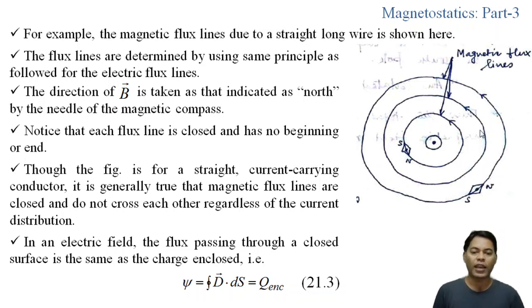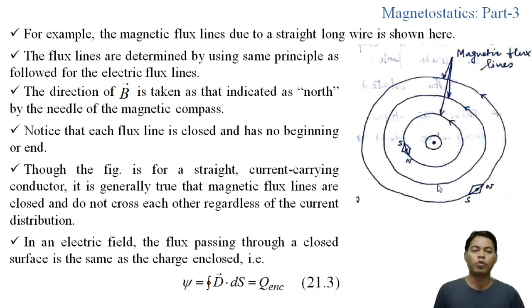Also, from the diagram, we can see that the magnetic flux lines are closed and have no beginning or end. Though this diagram is for a straight current carrying conductor, it is generally true that the magnetic flux lines are closed and do not cross each other, whatever be the current distribution. So that is important. Whatever be the current distribution, the magnetic flux lines are closed and they do not cross each other.